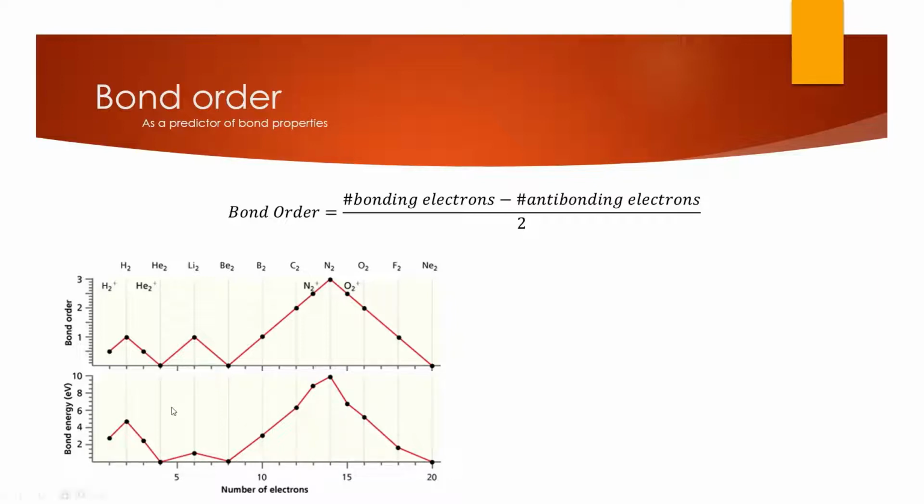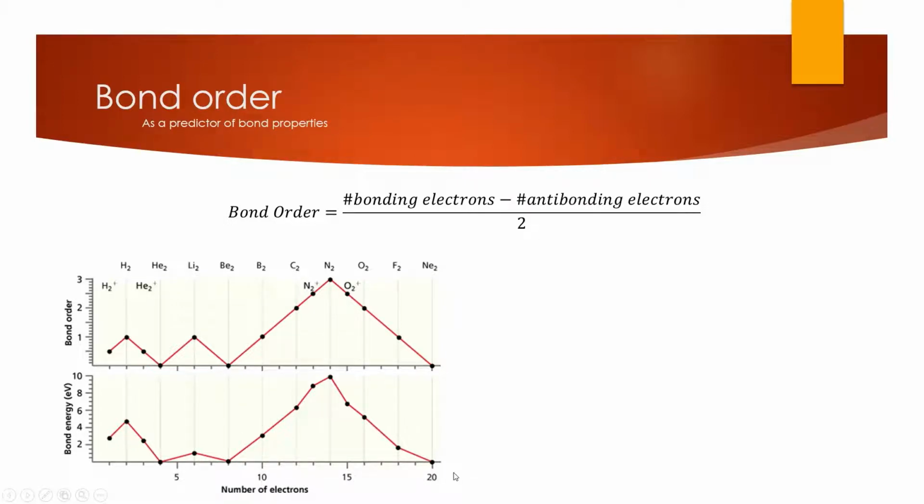So the strongest bond here of our second row diatomics is nitrogen because it's our triple bond. Our double bonds are lower in energy, our single bonds are lower in energy as well. And then we have these cases over here where we predict no bonding and we see very, very low bond energies because we don't have a bond. There's no stable bond for diatomic helium, beryllium, or neon.